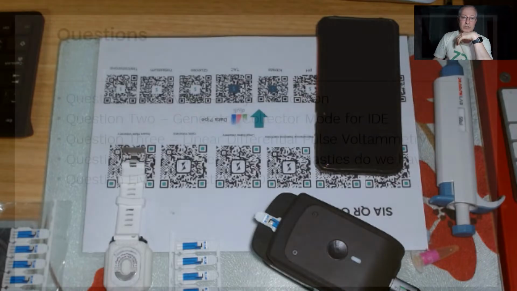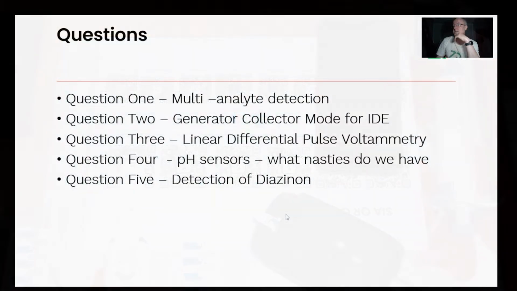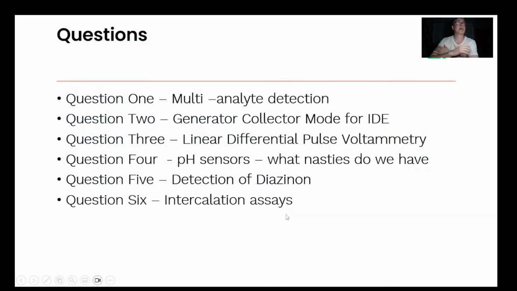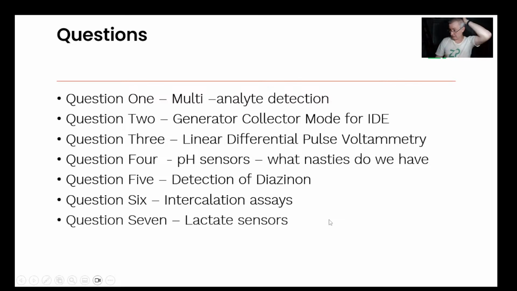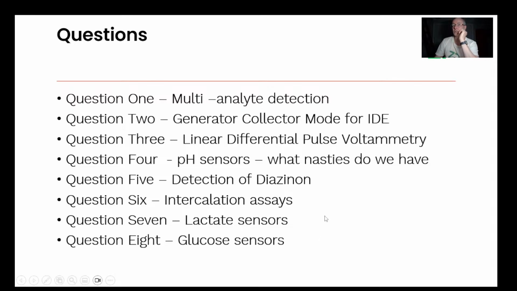Let me go back to the questions just as I sum up here. Intercalation assays. This is a good way of, if you've got a molecular assay based on hybridization, then using something like methylene blue, which will intercalate and enrich on the surface, and using something like square wave voltammetry, you can have a signal versus that hybridization and therefore that intercalation. Lactate sensors, we've just been testing this week and we did get up to 12 millimolar, and glucose sensors.